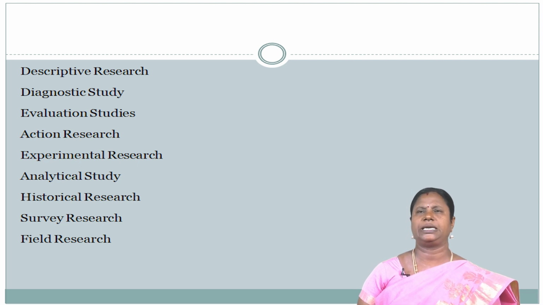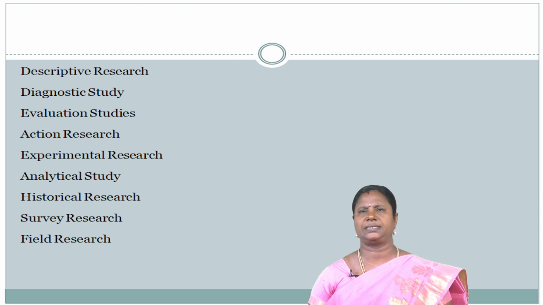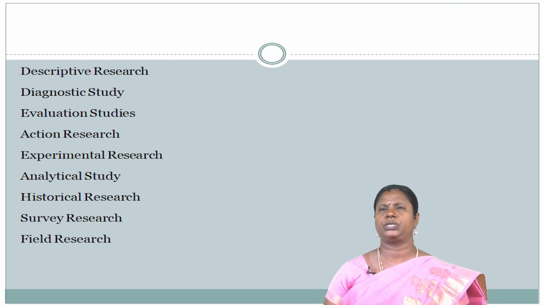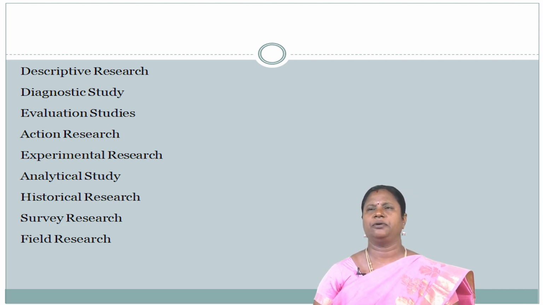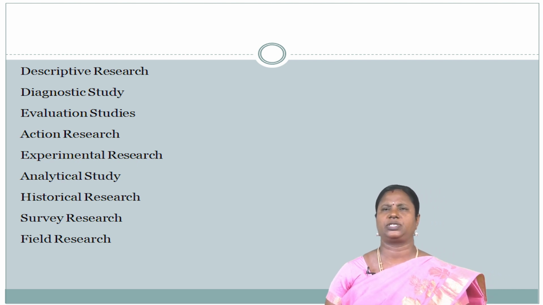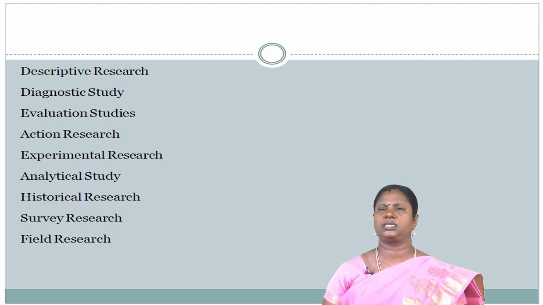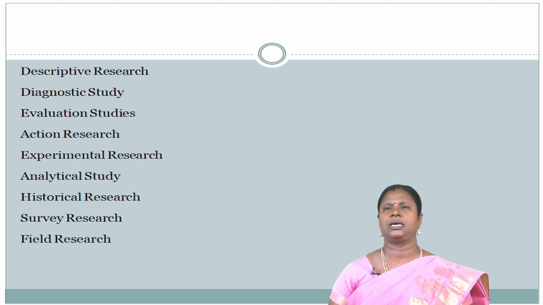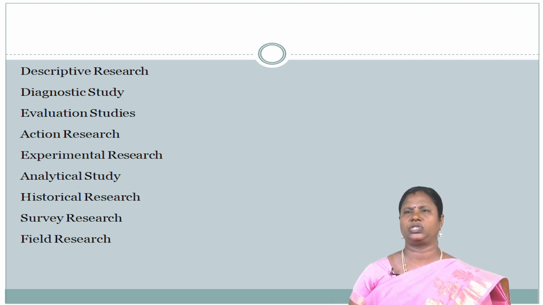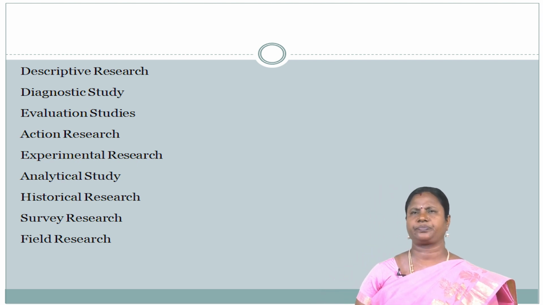Experimental research. Experimental research is commonly used in sciences such as sociology and psychology, physics, chemistry, biology and medicine, etc. It is a systematic and scientific approach to research in which the researcher manipulates one or more variables and controls and measures any change in other variables.